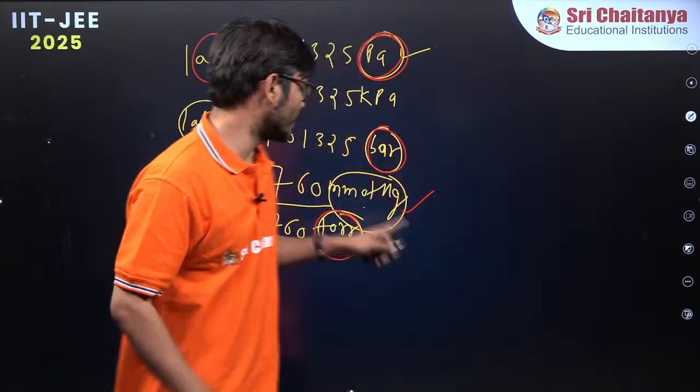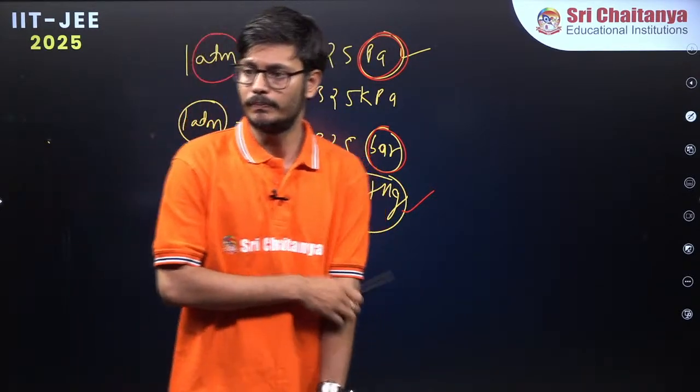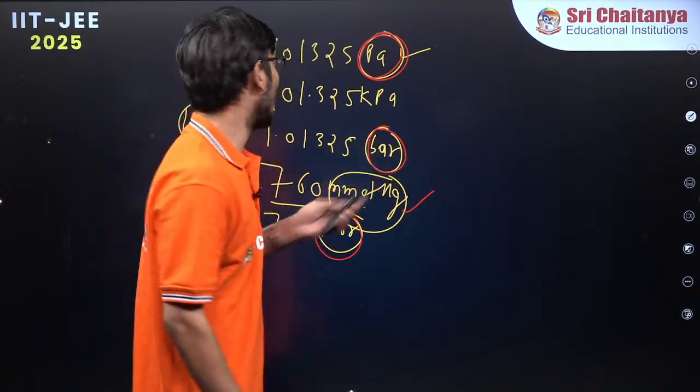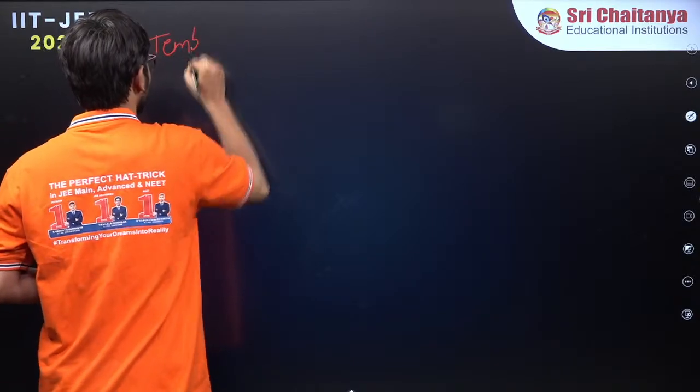1 mmHg is equal to 1 torr. Please remember these values, very, very important. Now we are coming to the next one, which is called temperature.